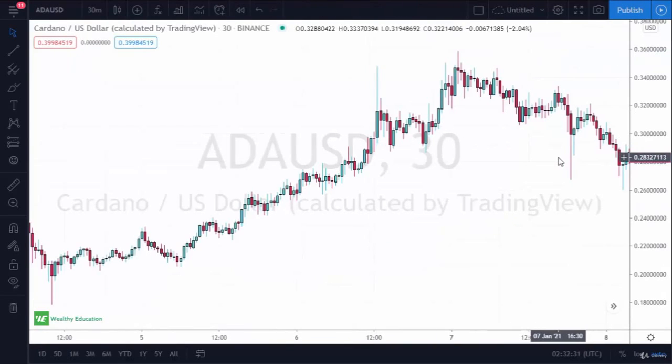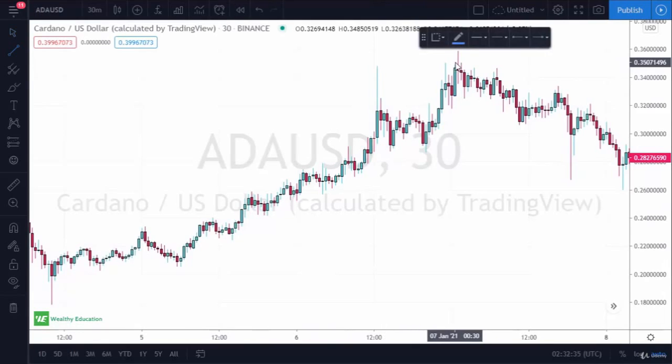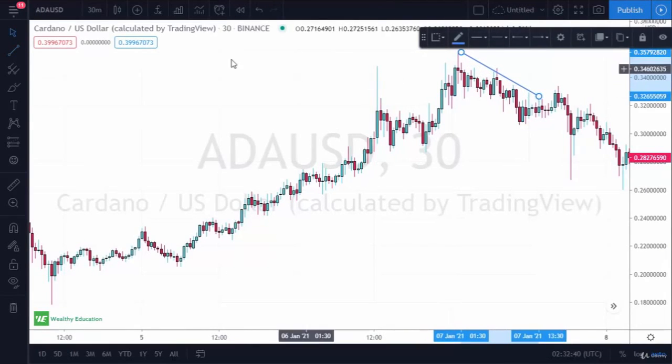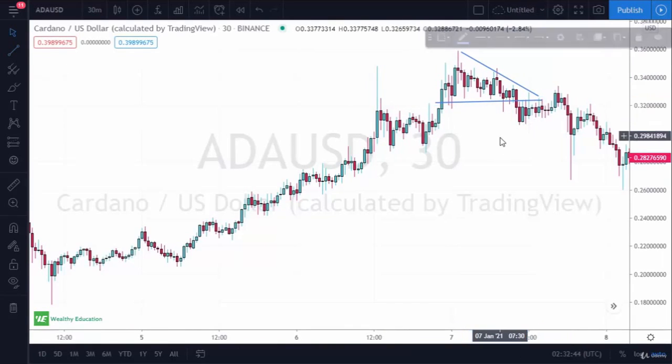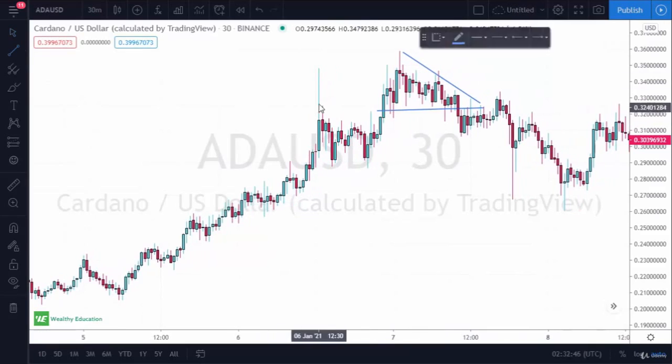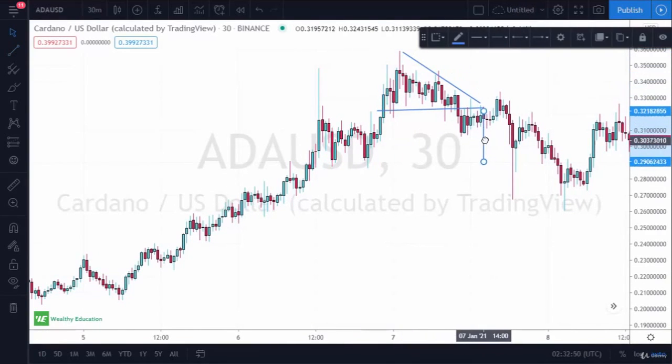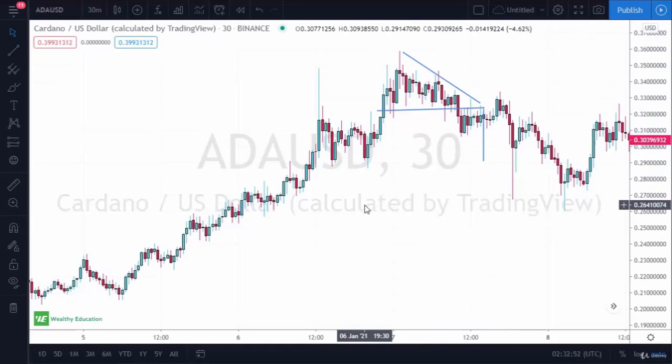And here in Cardano, this is a descending triangle. You can see that here on the 30-minute chart, we formed this triangle. You can see from top to bottom, we did make the measured move.